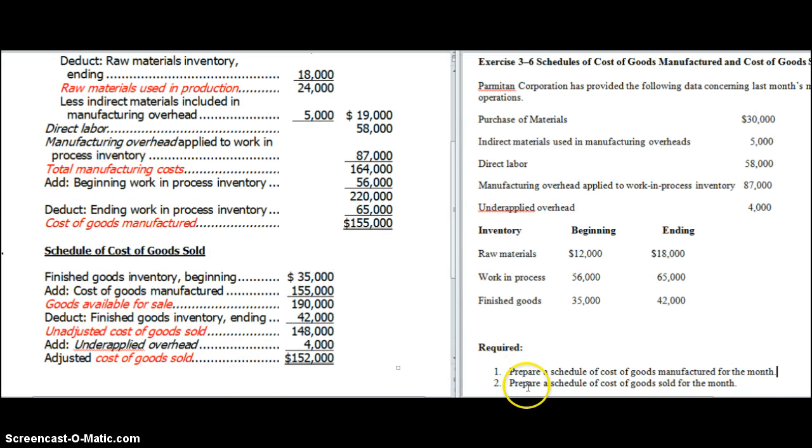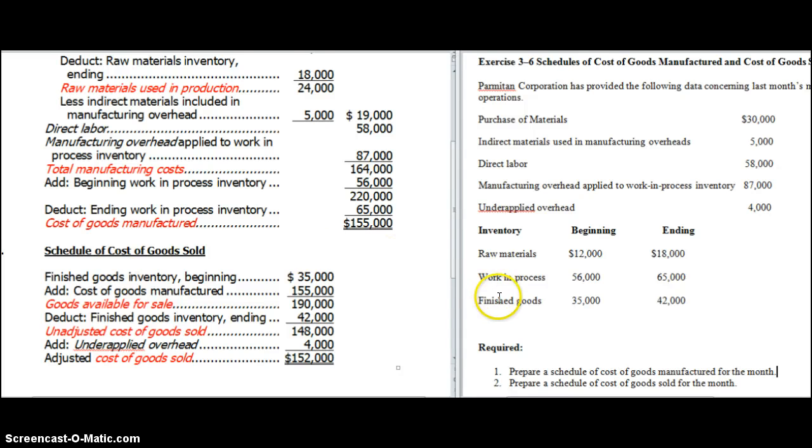Next, we take a look into the second part of the question, which says prepare a schedule of cost of goods sold for the month. Once you have got the cost of goods manufactured, now you need to calculate the cost of those goods which the company has sold. To calculate the cost of goods sold, you must first begin with those finished goods which were left over from the last month.